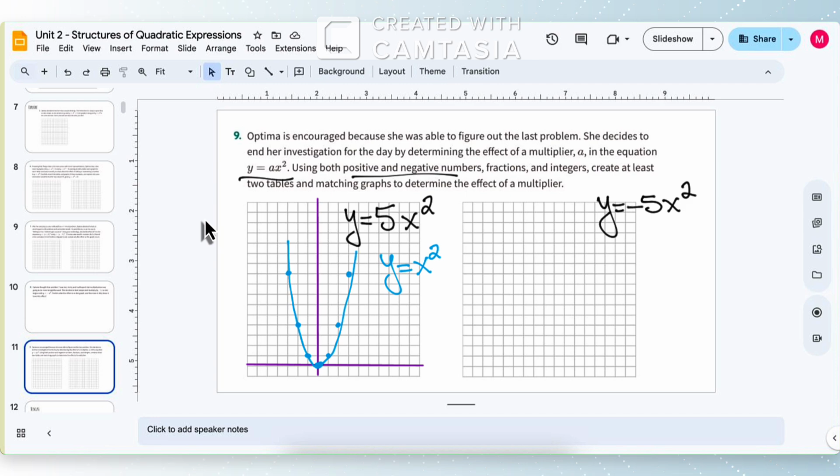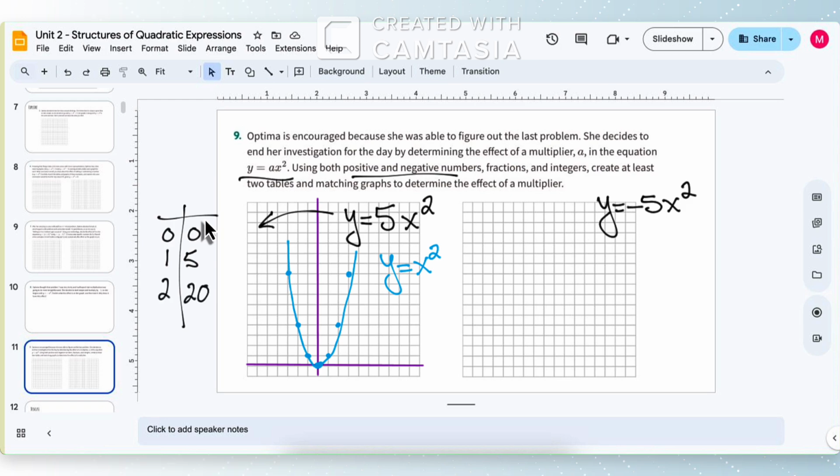If I change this to 5x squared, we could just throw these values into a table. I probably should have full screened this, but that's okay. In terms of a table, if I plug 0 into this, 0 squared is 0, and that times 5 is still 0, so it's still crossing at (0, 0). But as soon as I plug in 1, 1 squared is 1, times 5 is 5. 2 squared is 4, and 4 times 5 is 20.